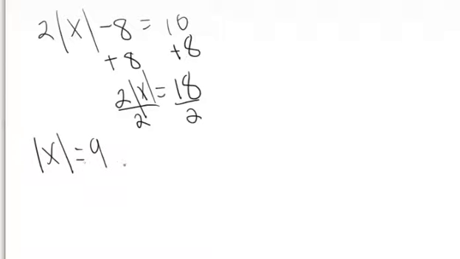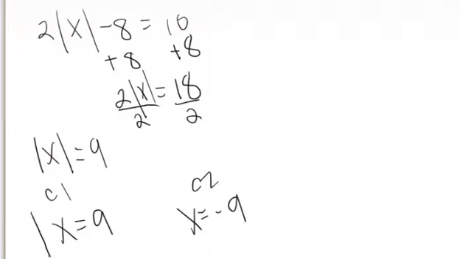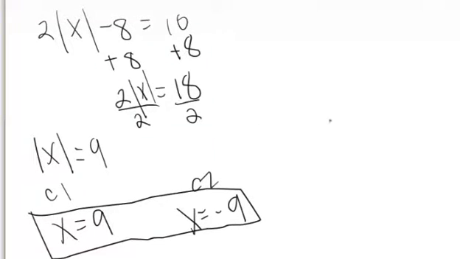Now, the absolute value of x equals 9, that means that we need to do case 1 and case 2 still, where x equals 9, or x equals negative 9. So we end up with both. I don't have to do any solving because the only thing on the inside of the absolute value was x. So it makes it kind of easy.